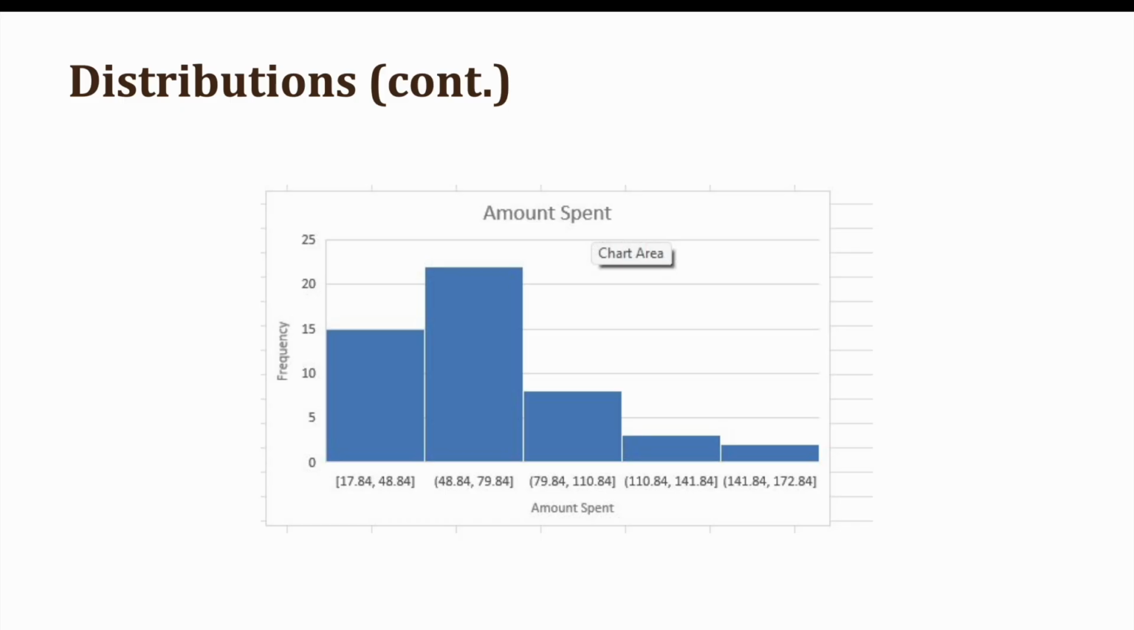Amount spent follows the exact same story. The biggest chunk of transactions falls in that roughly $48 to $80 range, right around the average. But look at the right side of the chart. There's a small group of customers spending about 110 to 140, even $170. That small group, although they're a minority, they have something in common which we'll get into later.